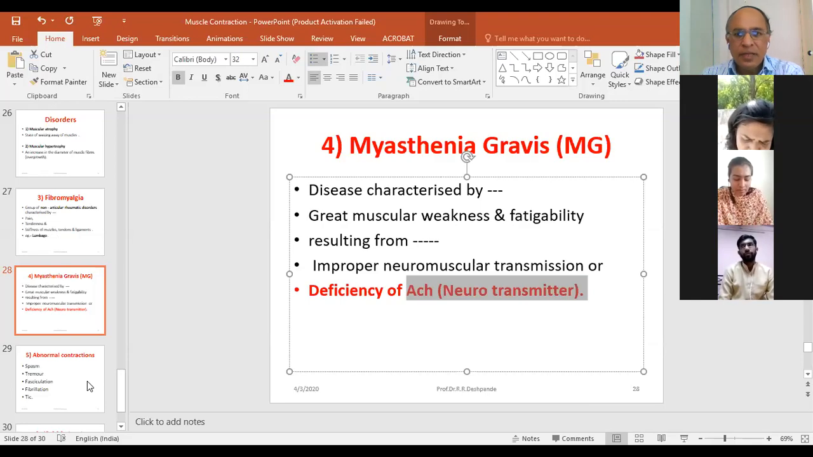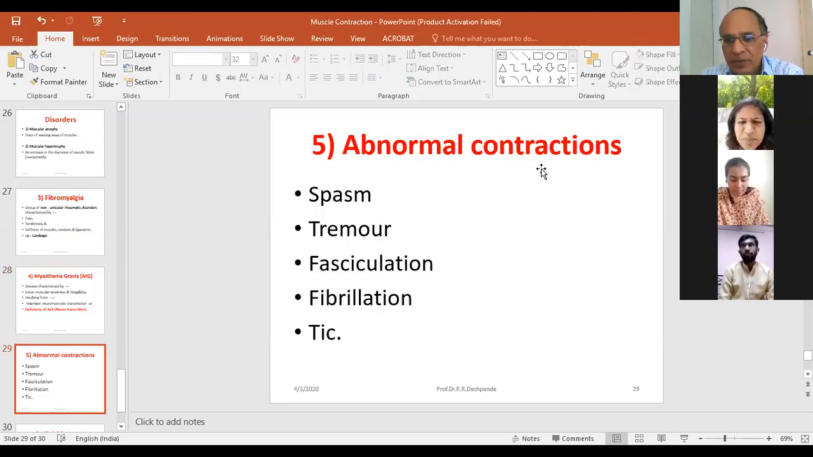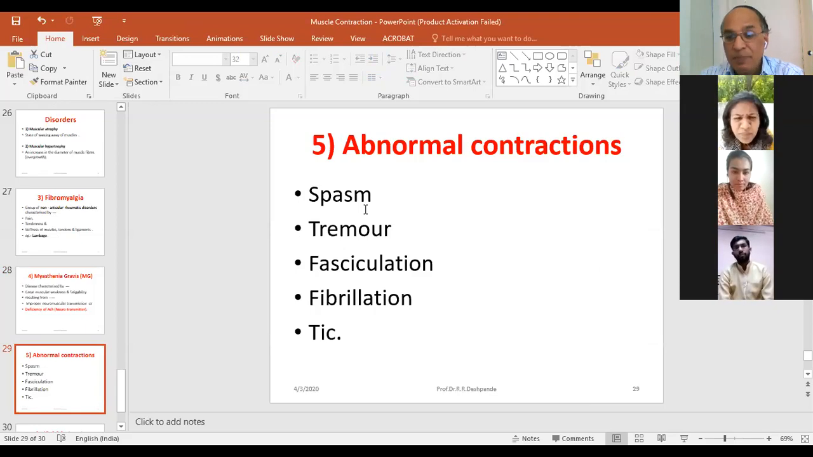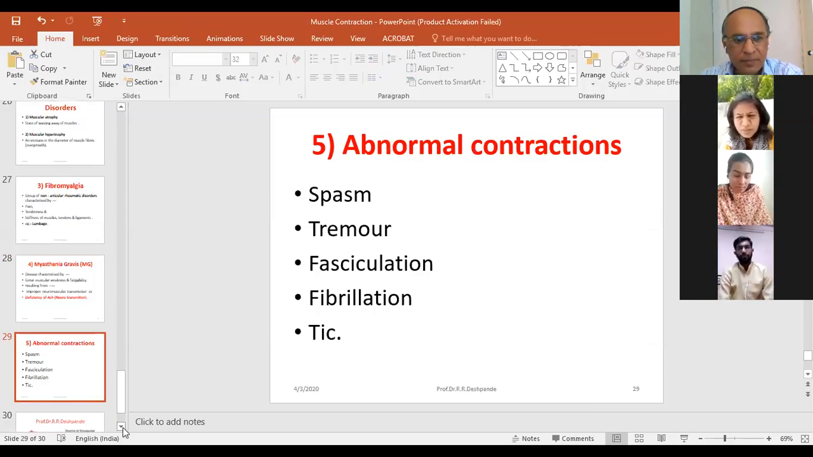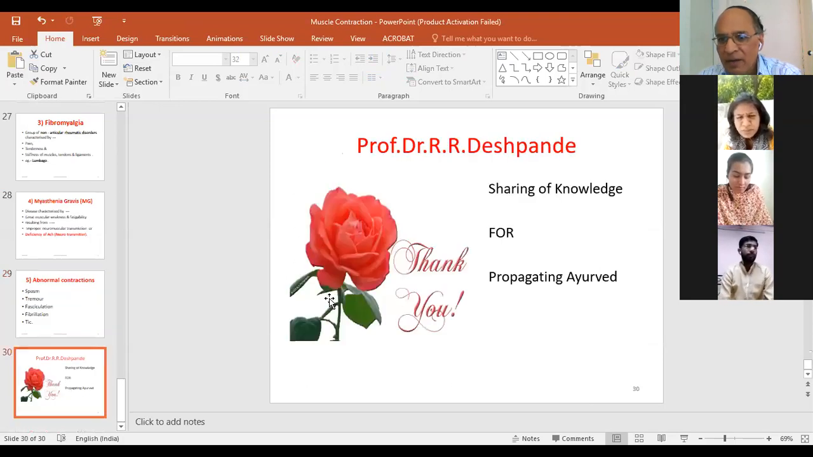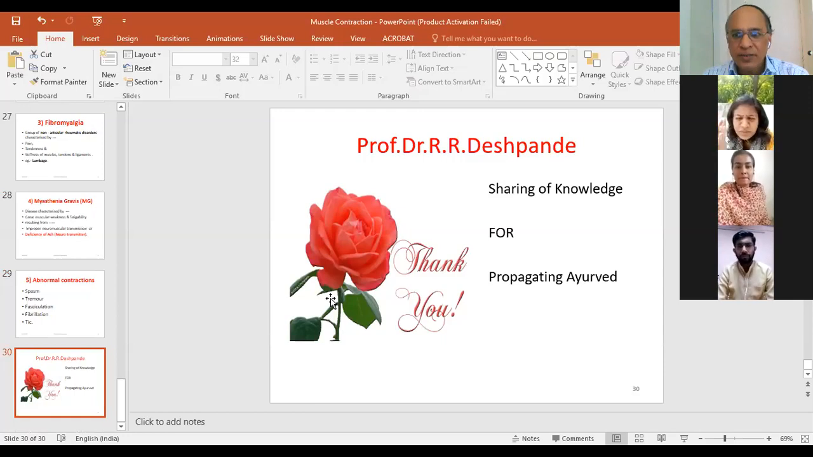Okay. Then what are the abnormal contractions? What are the names for the abnormal pathology? That is spasm: abdominal spasm, spasm in the hand, spasm in the leg, spasm in the calf muscle, tremors, fasciculations, fibrillations, and tics. These names you should remember as abnormal contractions. So my dear friends, I have tried my level best to give you a very good idea about the muscle contraction topic, which is very important for medical practice as well as for your examination as a long answer question.